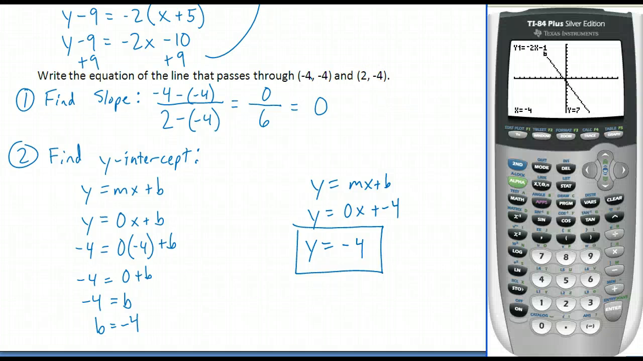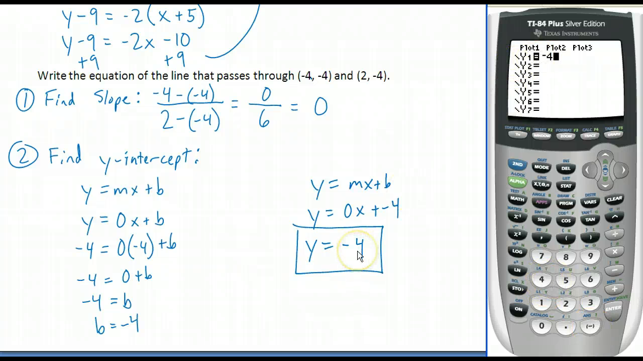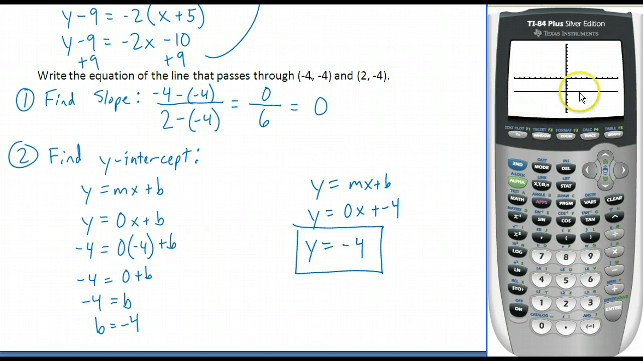To check that answer, I can use my calculator. Go to y equals, clear out my graph, type in y equals negative 4, zoom standard. There's my horizontal line. If I hit trace and I type in negative 4, input negative 4, output negative 4. Input 2, output negative 4. So this line, this equation, does go through these 2 points.